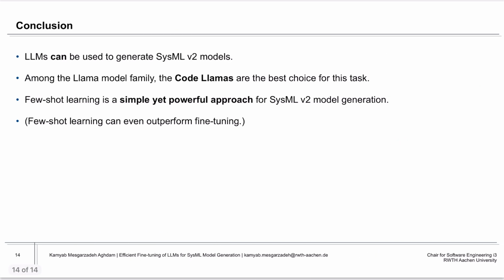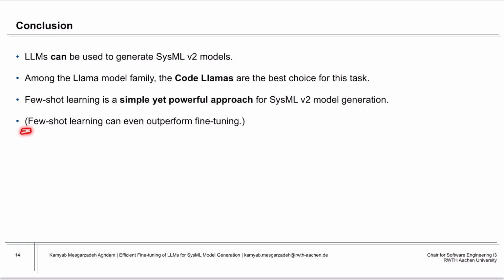So to conclude this video, I showed that LLMs can actually be used to generate SysMLv2 models. And among the Llama model family, which are the go-to open source large language models, the Code Llama are the best language models for this task. And I showed that few-shot learning is a simple but yet powerful approach for SysML model generation. And in this work, it actually outperformed fine-tuning.